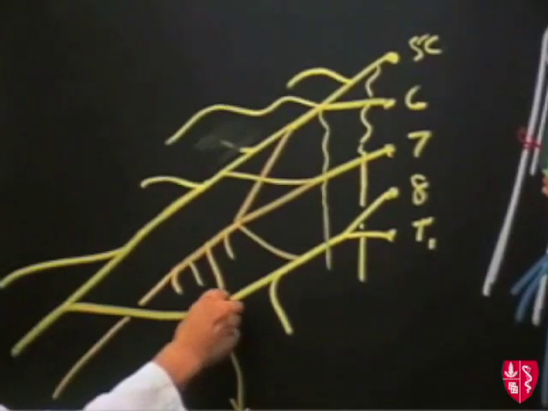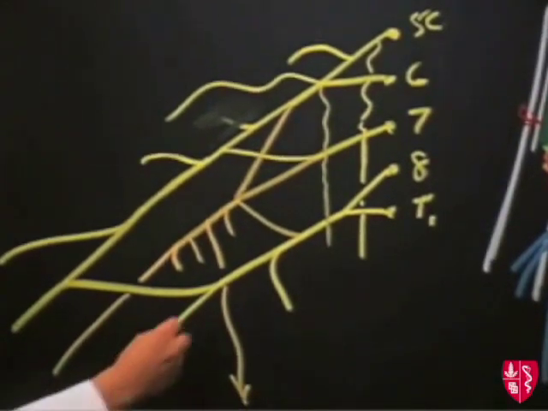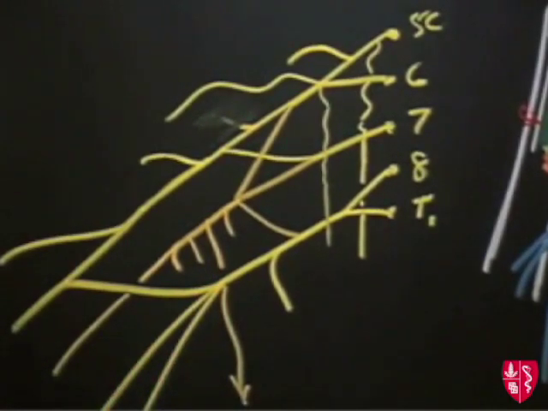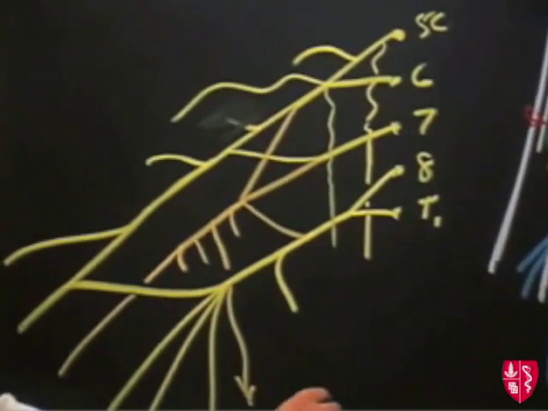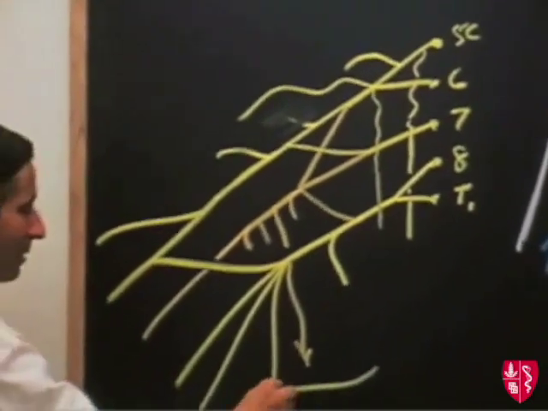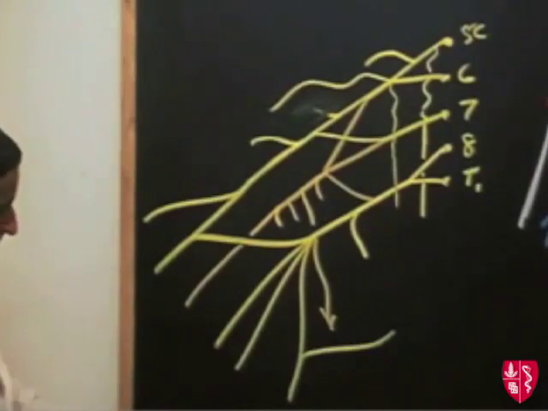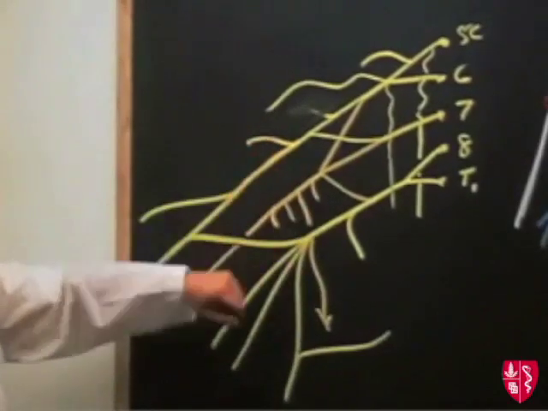It also gives rise to the important ulnar nerve, which supplies all the small muscles of the hand, and gives rise to the medial antebrachial cutaneous nerve and the medial brachial cutaneous nerve, which will join up with the second intercostal nerve to form the intercostal brachial nerve. So let us just review again the branches of the cords of the plexus.